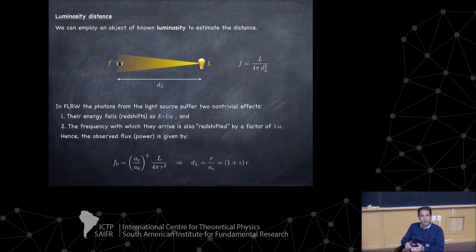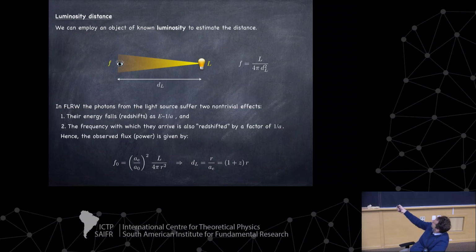Now, this is a bit more involved, but in Friedmann-Robertson-Walker, the photons from this light source suffer two non-trivial effects. First, the energy, because of the redshift, falls like 1 plus z, or 1 over a. Now, the frequency of the photons that arrive to you is also related to the luminosity. Luminosity is not only the energy of the photons, but also how many photons you are getting compared to the photons leaving your source. That also is redshifted by a factor of 1 over a. So you have an overall factor of 1 over a squared in your flux, okay? So both the energy and the flux of photons for any given energy are affected by a factor of 1 over a, okay?